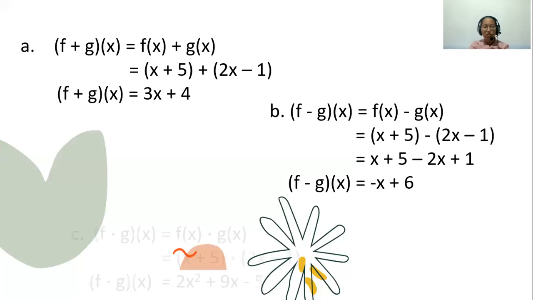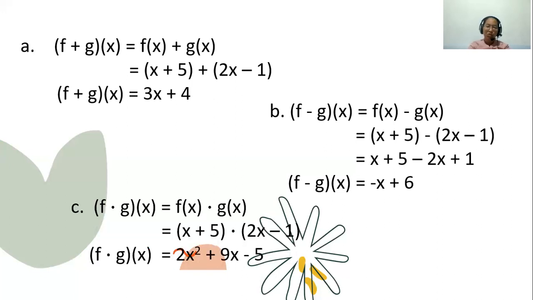Now let's have multiplication. (f · g)(x) is equal to f(x) times g(x). Again, that's the definition. Then replace the values of f(x) and g(x) respectively. So we have (x + 5)(2x - 1). We need to recall again how to multiply or find the product of two binomials. So performing the FOIL method, thus (f · g)(x) is equal to 2x² + 9x - 5.